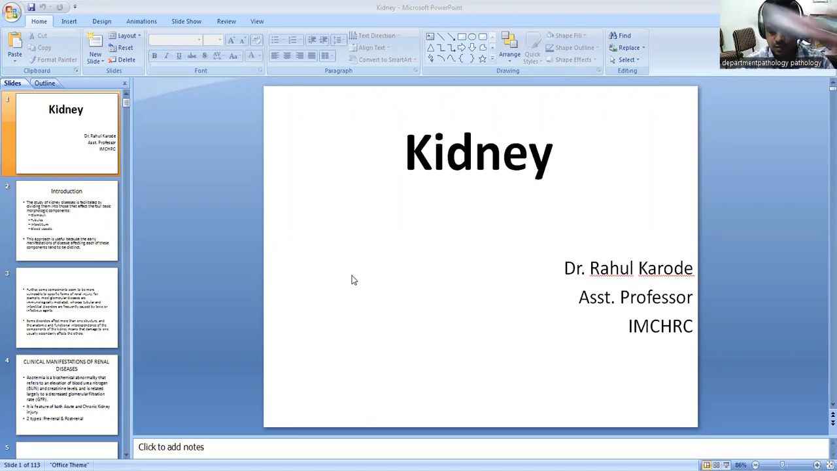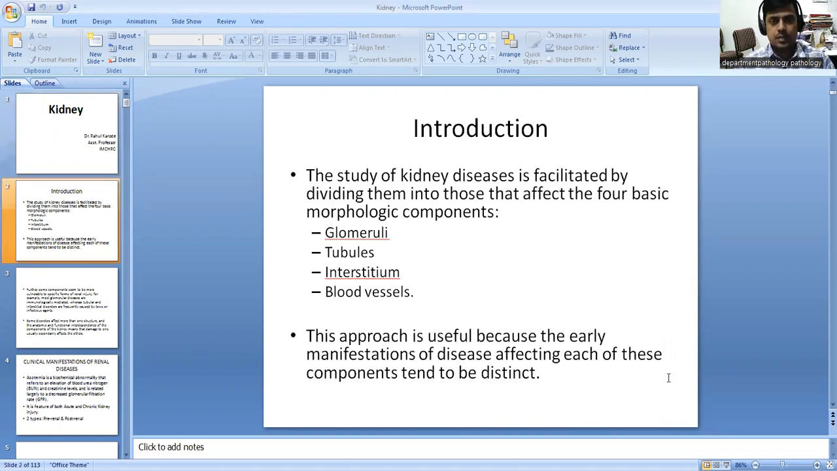Topic is kidney renal system. The study of kidney diseases is facilitated by dividing them into those that affect the four basic morphology components. These components are glomeruli, tubules, interstitium, and blood vessels.